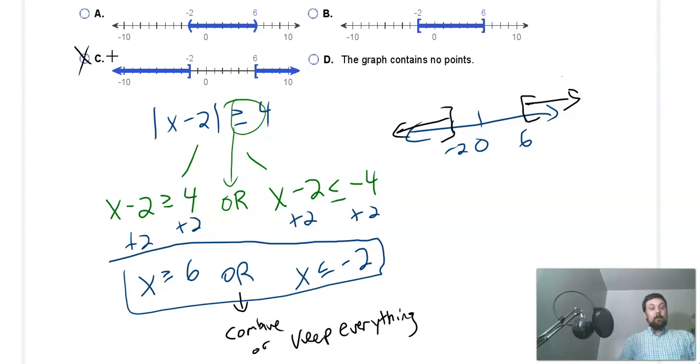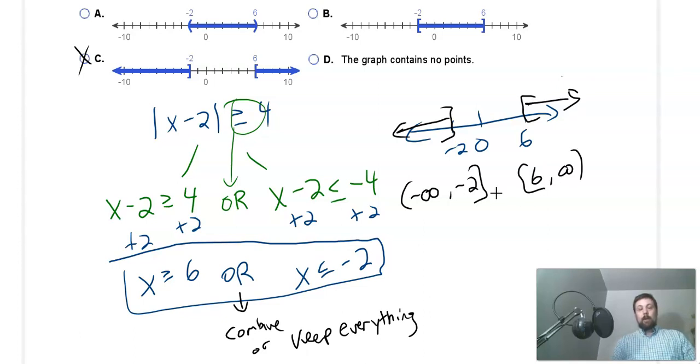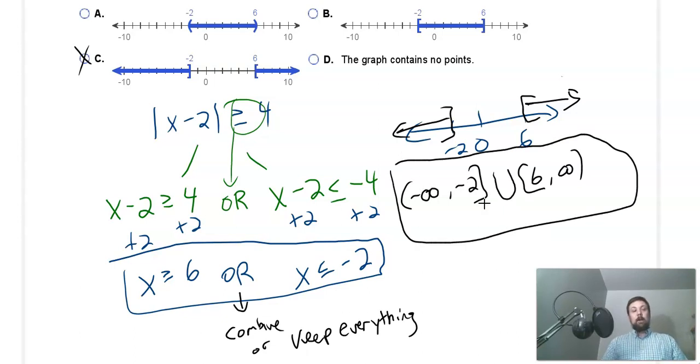Writing this as an interval, there's 2 regions here you have to describe. So I'll just do it down here. This region, smallest to largest, will be from -infinity to -2, brackets on the -2. This region, smallest to largest, goes from 6 to +infinity. And then to show that you're joining those together as a single solution set, you put a union symbol between them. And that's how this graph should look as an interval.